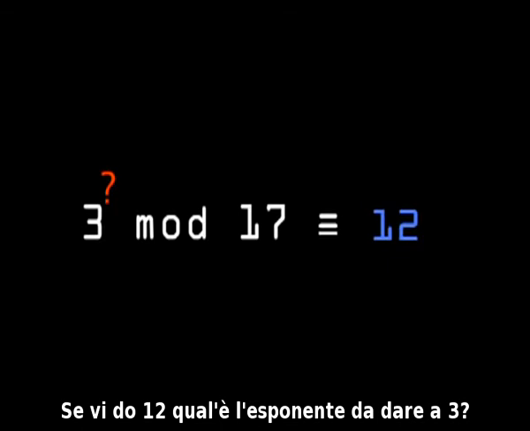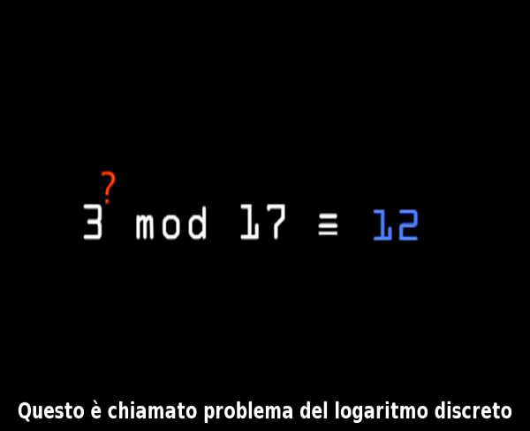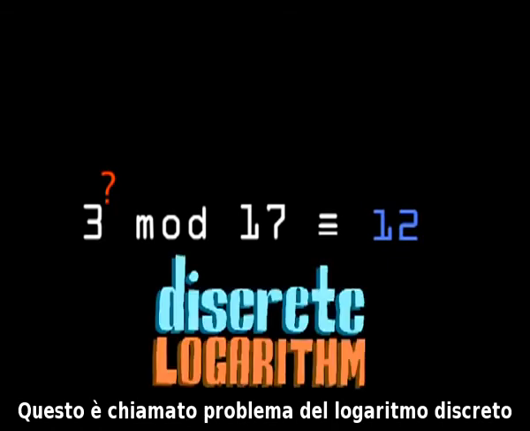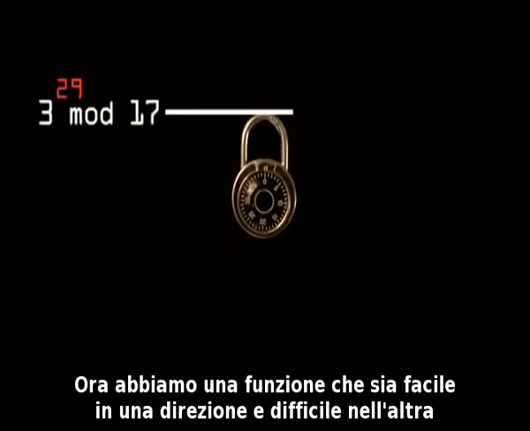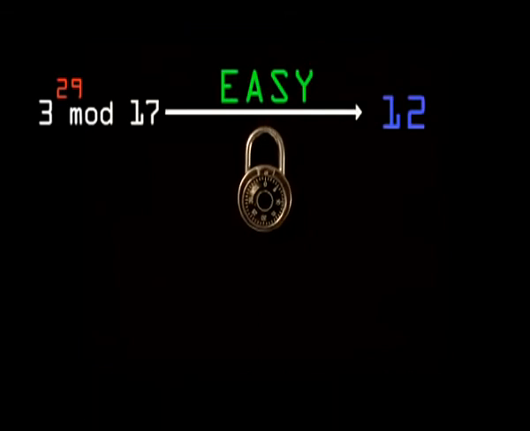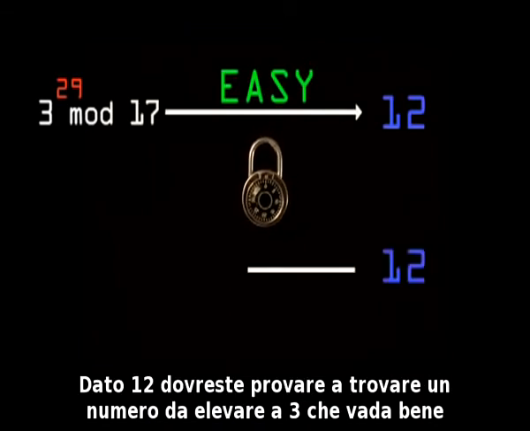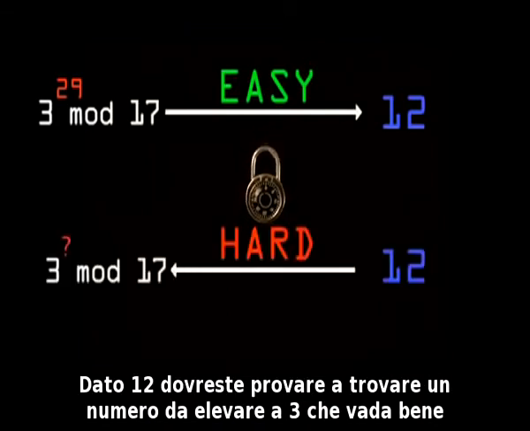Now, the reverse procedure is hard. Say, given 12, find the exponent 3 needs to be raised to. This is called the discrete logarithm problem. And now we have our one-way function. Easy to perform, but hard to reverse. Given 12, you would have to resort to trial and error in order to find the matching exponent.